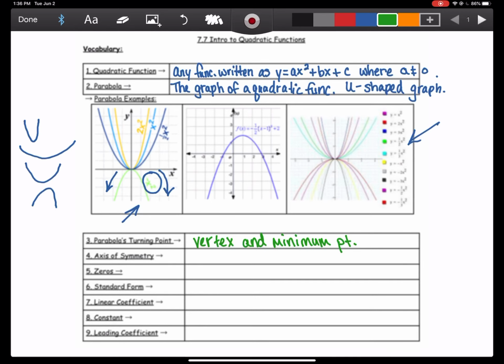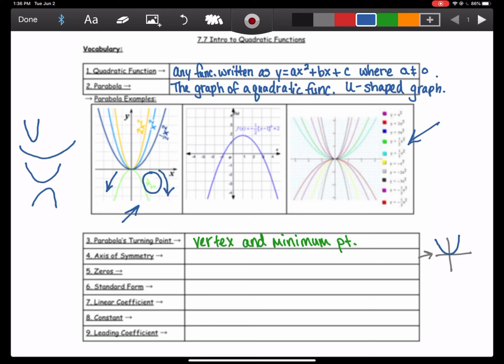It's the line that travels through the middle of the parabola and its vertex point, or in other words, turning point. So let's see if I can do this. Let's give a little example off to the side. We'll do a gray coordinate plane. We'll do a blue parabola.